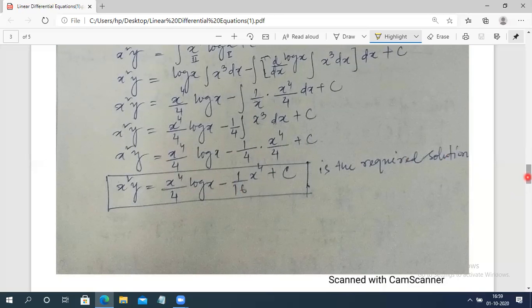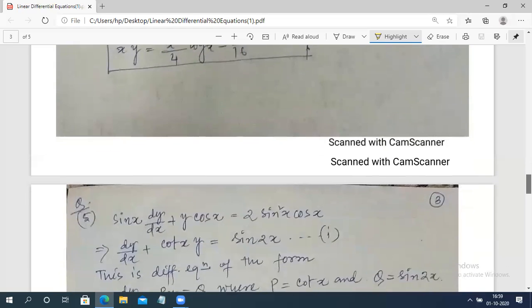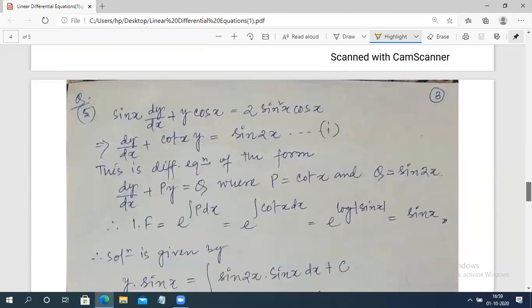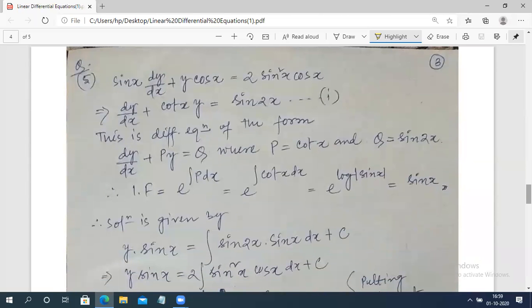Now move on to the next question. This is your question: sin x dy/dx plus y cos x is equal to 2 sin²x cos x.